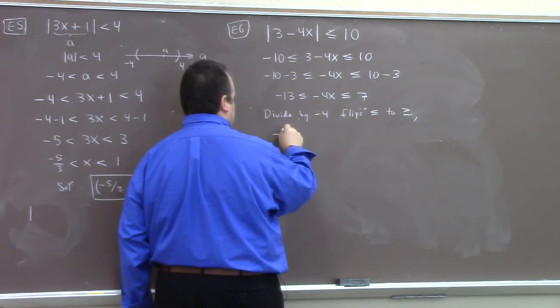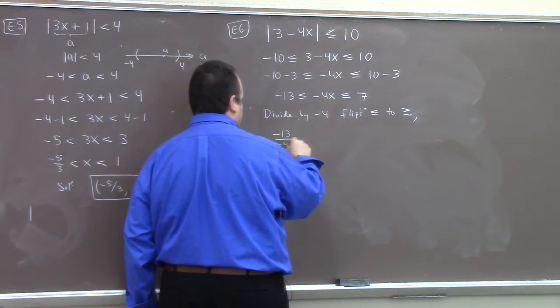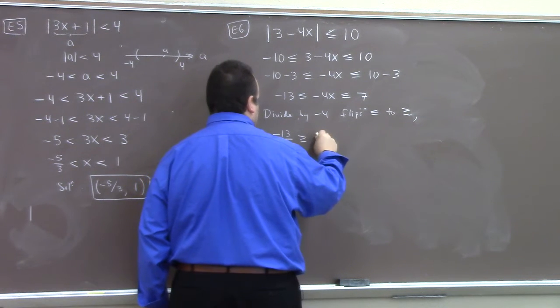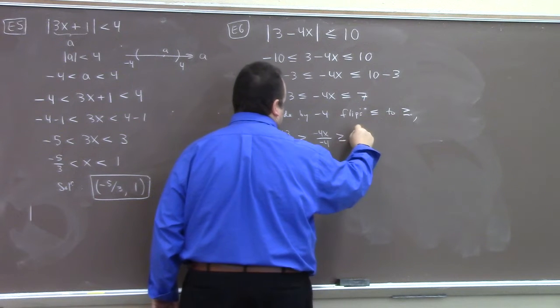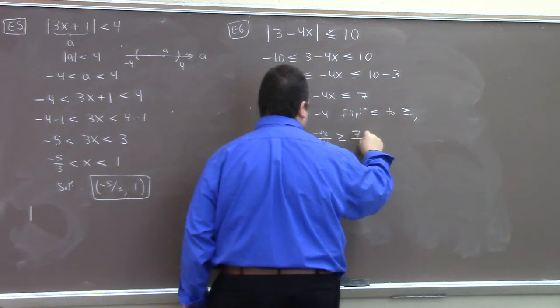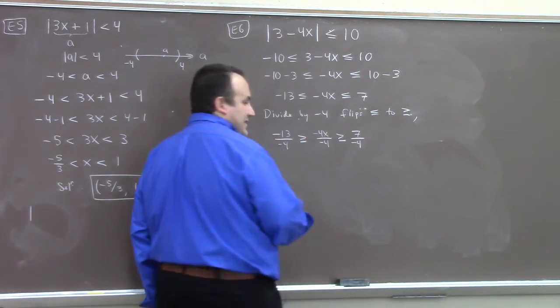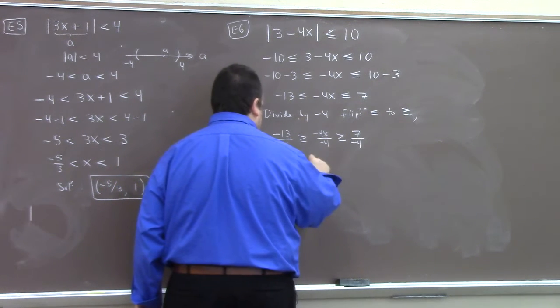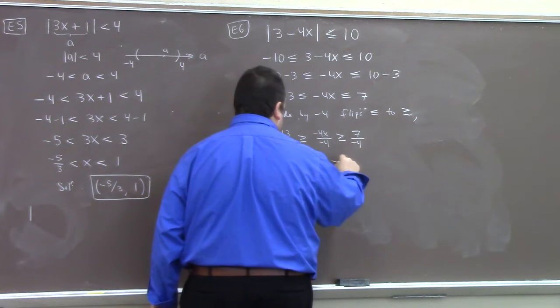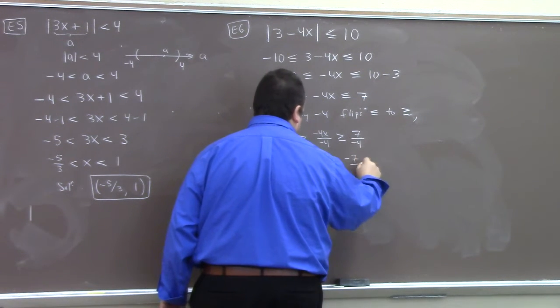So we get minus 13 over minus 4 greater than or equal to minus 4x over minus 4, right? Greater than or equal to 7 over minus 4. Let's clean that up. This is saying 13 over 4 is greater than or equal to x is greater than or equal to minus 7 over 4, you know?